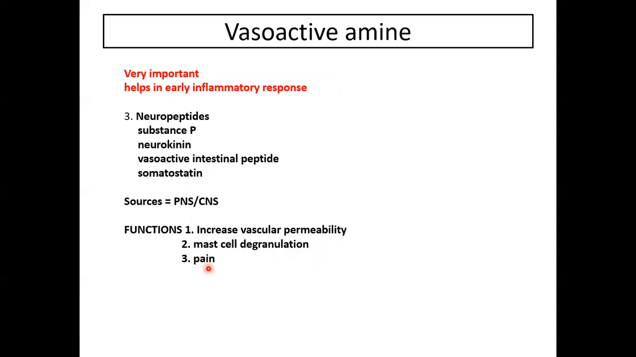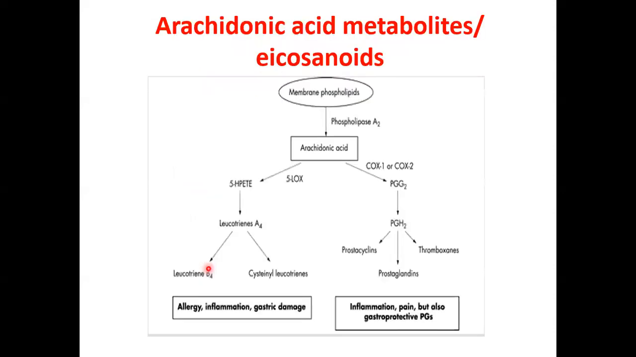Know their names, their sources and their function. That's all. Now let us look at arachidonic acid metabolites, beginning with the prostaglandins. Consider the cell membrane: when bacteria invade, the cell membrane phospholipids are affected.